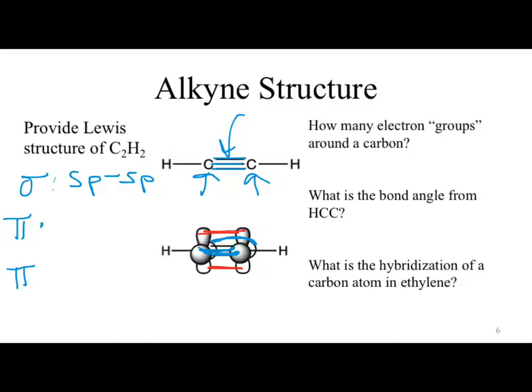If I looked at the pi bond, what orbitals are involved in that pi bond? P orbital from one, p orbital from the other. How about the other pi bond? P orbital from one, p orbital from the other. The textbook's going to add some extra information to it. I don't care if you add that information as long as you don't add it wrong.